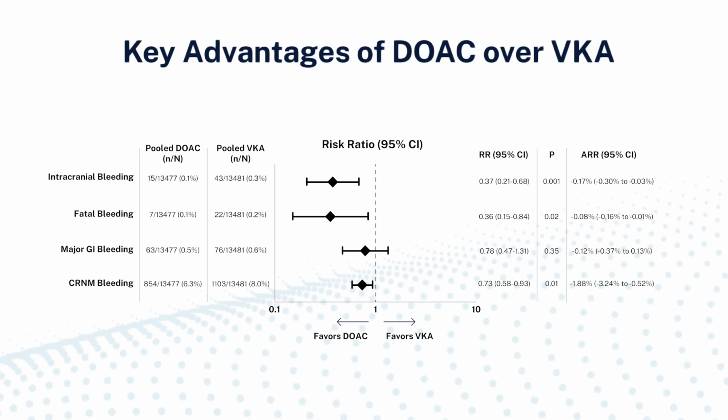So what we see for the first outcome, and probably our most feared outcome of intracranial bleeding, the relative risk, the risk ratio is reduced in patients who received a direct oral anticoagulant.